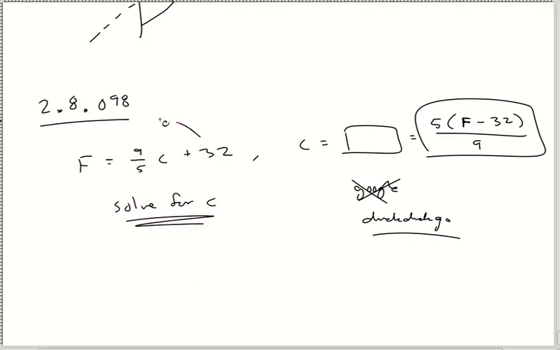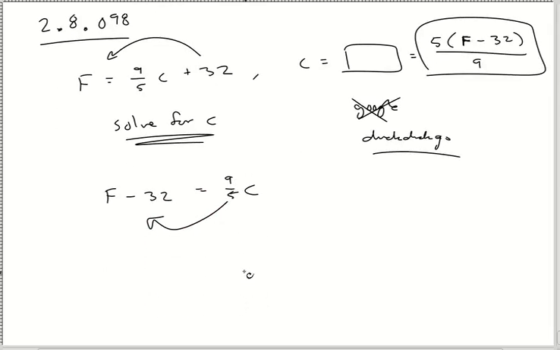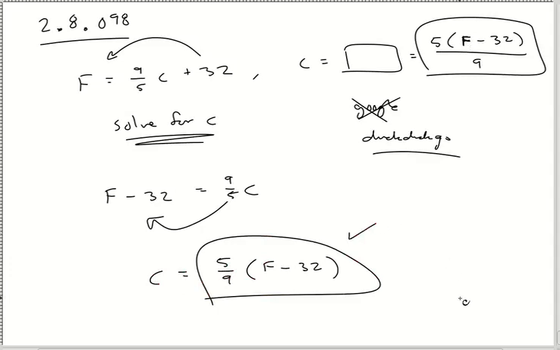So in order to do that, move the 32 over. And then you're going to multiply, divide. You're going to move it to the other side, whatever. That's 5/9. And you can see that mine's equivalent to that one. There you go.